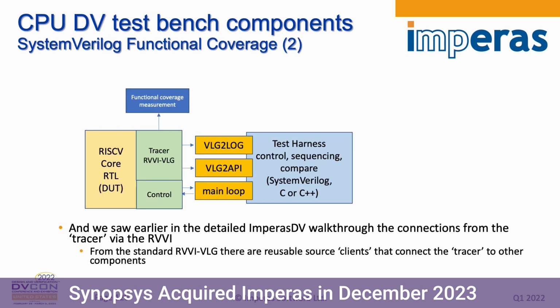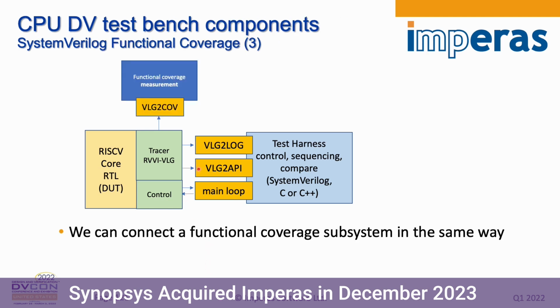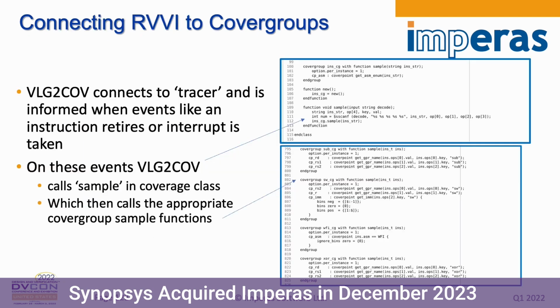Now, we saw earlier in the video, in the demonstration that we did in the presentation of the ImperasDV, the connections from the tracer out to the test harness to do with the logging and the APIs through RVVI, through its Verilog interface. And what that means is using this interface, you can build standard components for these connections. Now, we can connect not only things to loggers and to the API for testing, we can also connect a coverage subsystem in exactly the same way.